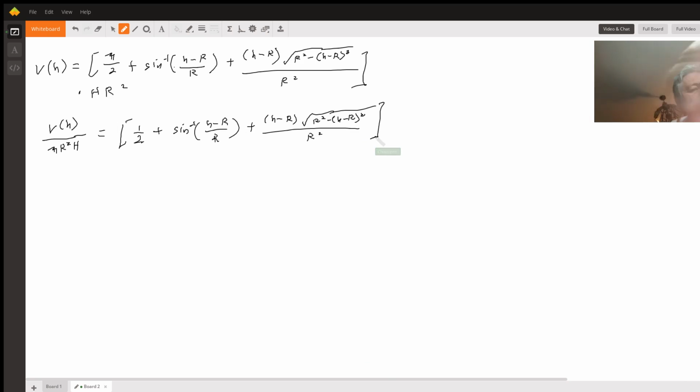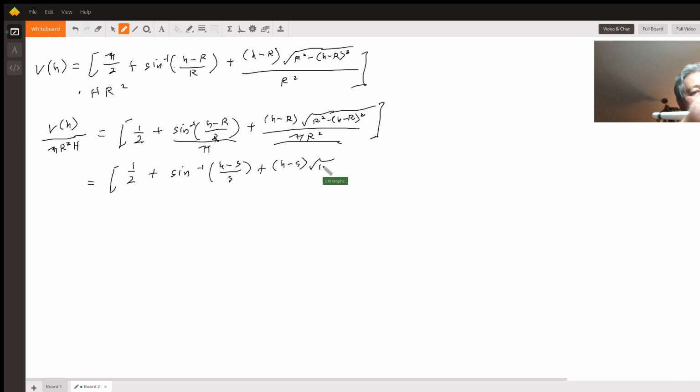The H's will cancel out, and actually these would each be divided by pi, and this would be pi right here. So if we plug in our numbers, the radius happens to be 5, because the diameter of the tank is 10. So we could rewrite this ratio as 1/2 plus inverse sine of (h minus 5) over 5, plus (h minus 5) times the square root of 25 minus (h minus 5) quantity squared, over pi over 25 pi.